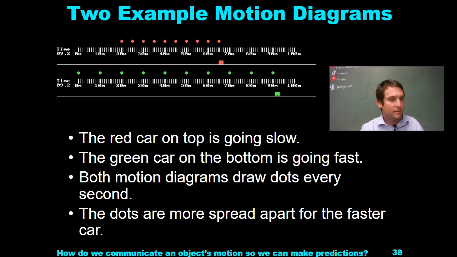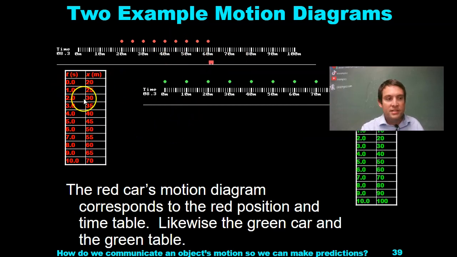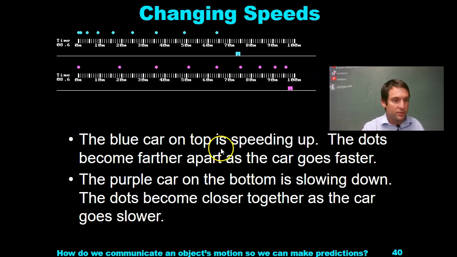Well, here it is. The red car on top is going slow, but the green one is going faster. Every second that goes by, each one is dropping a dot at where it is. The green dots are spread further apart because the green car is going faster. It's covering more distance in the same amount of time, while the red one has dots that are closer together. And all of this is taken from a position time table, like we were working with in the previous videos.